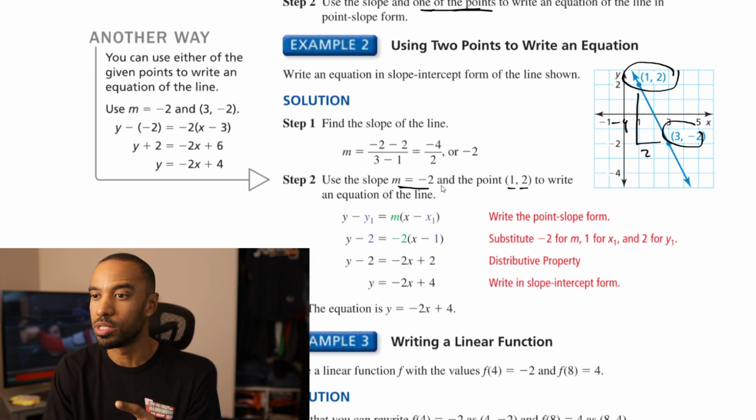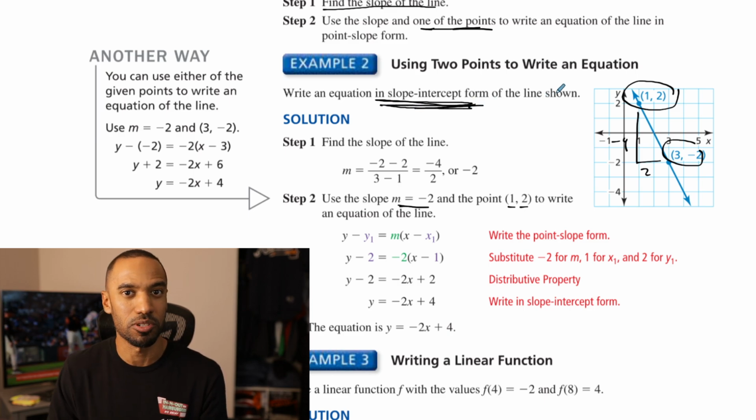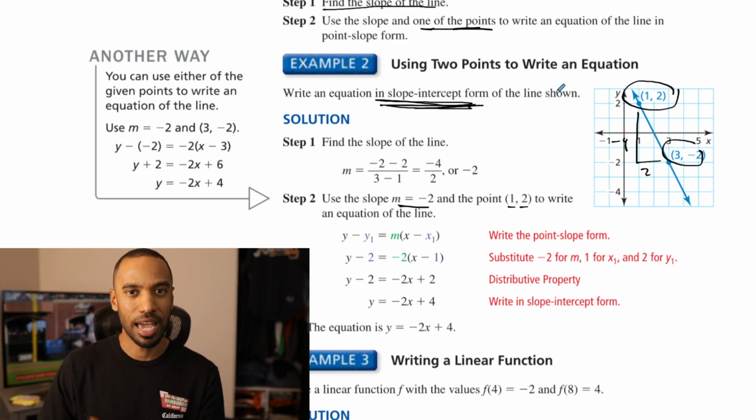Now, what they did after that was exactly what I was talking about. Oh, perfect. They said write it in slope-intercept form. So guys, you want to write in slope-intercept form? You can, but start in point-slope form. It can get you there.